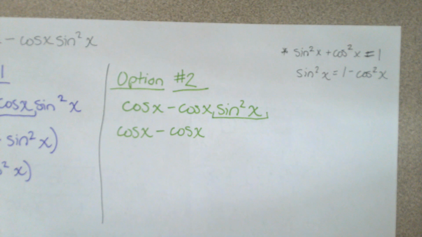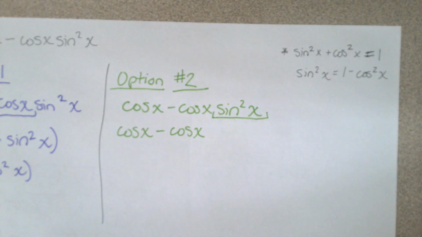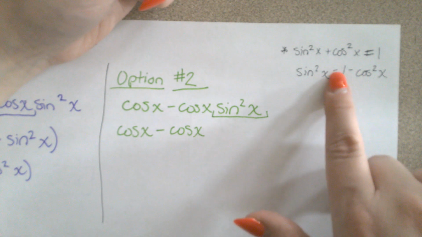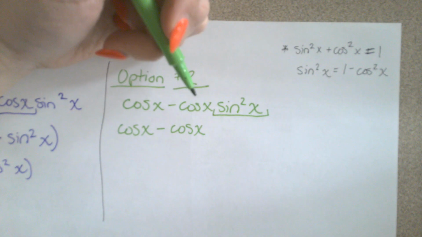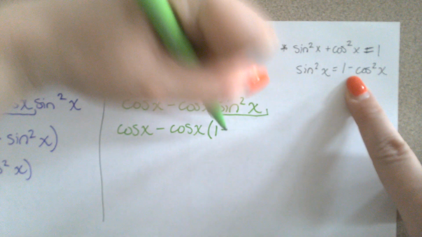I strongly recommend, even if you feel like you have it correct in your head, write this out and make sure you do the algebra correctly, because even flipping these two around completely changes your answer if you do it mentally. If you do it on paper, you shouldn't make this mistake. And obviously, if you flip the 1 and the cosine squared, it is wrong, by the way. So I'm going to replace the sine squared x with that 1 minus cosine squared x.